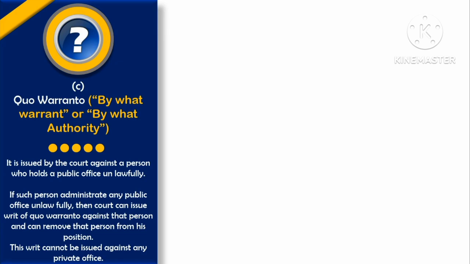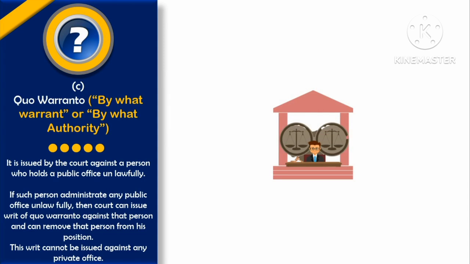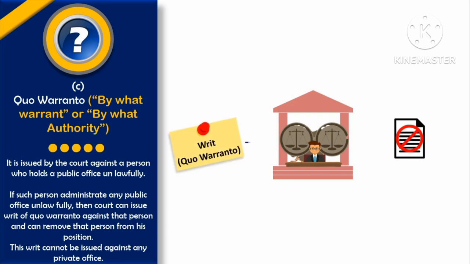Let's take an example to understand when a writ of Quo-Warranto can be issued. Suppose a person is appointed as a judge of a high court, and later it is found out that the judge is not qualified enough for that position, and yet he remains in the same position. In such a situation, a writ of Quo-Warranto can be issued by the court against that judge and he can be removed from his position.